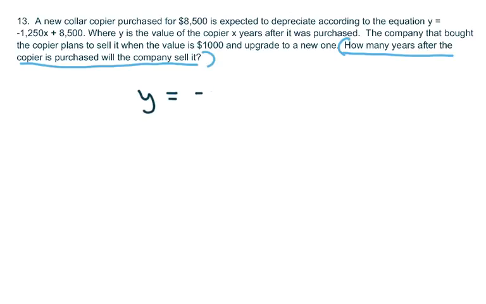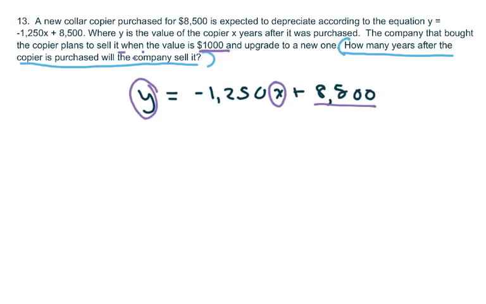y equals negative 1250x plus 8,500. So our starting flat rate or starting fee is $8,500. The company that bought the copier plans to sell it when the value is 1,000. So basically, t is going to be our x. So this is our time. So we're just solving for x, and the total value is your output here, which is your y. So just set this to y here.